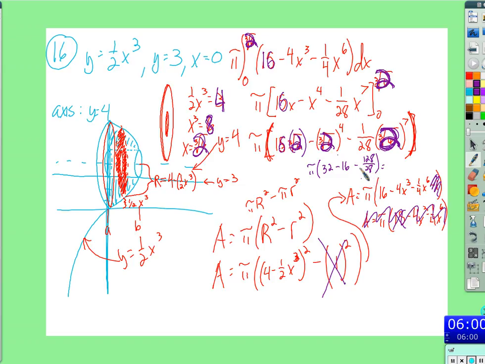So we got 16 minus 32 over 7. Right, so we got 7 times 16, which is 112. 112 minus 32 is 80. So 80 over 7. That's still wrong. Still wrong. Hang on, maybe I did something wrong. I calculated it too, and you got 80 over 7.